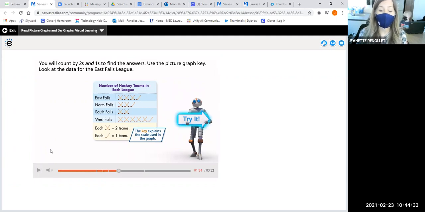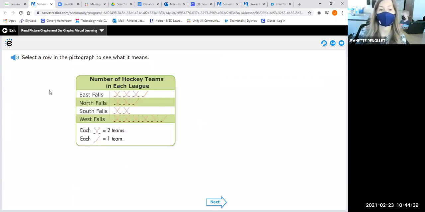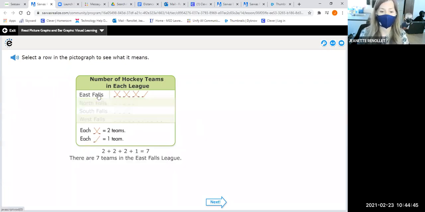Now we're going to explore reading this example of a picture graph. We're going to try it now. It says select a row in the pictograph to see what it means. 2 plus 2 plus 2 plus 1 equals 7. There are 7 teams in the East Falls League.